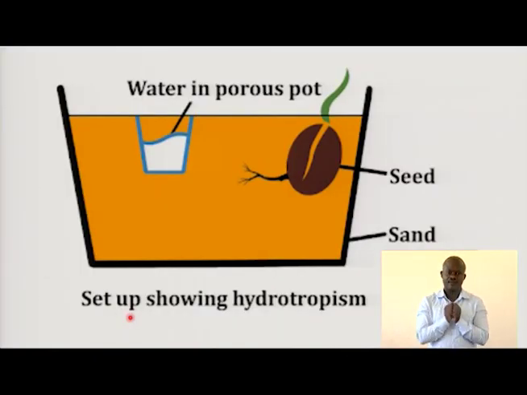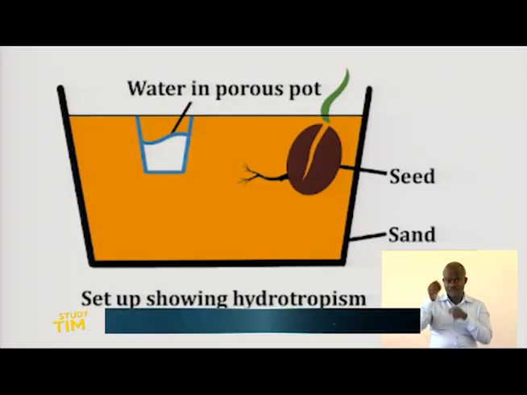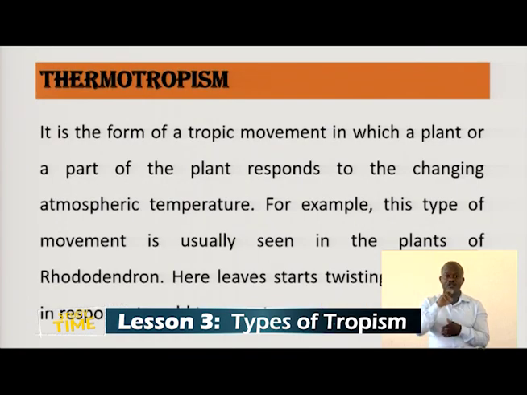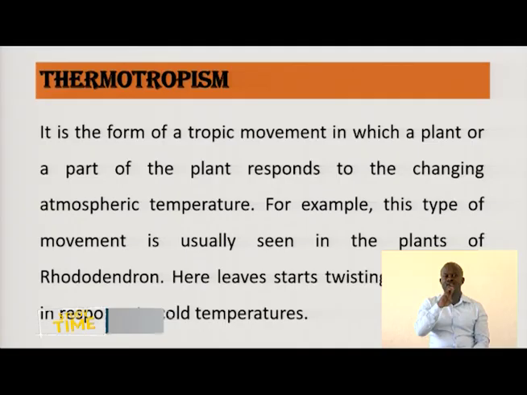Then another type of tropism is also there. And can you mention that? Can you mention another type of tropism? We have what we call thermotropism. Number 4, we have what we call thermotropism.